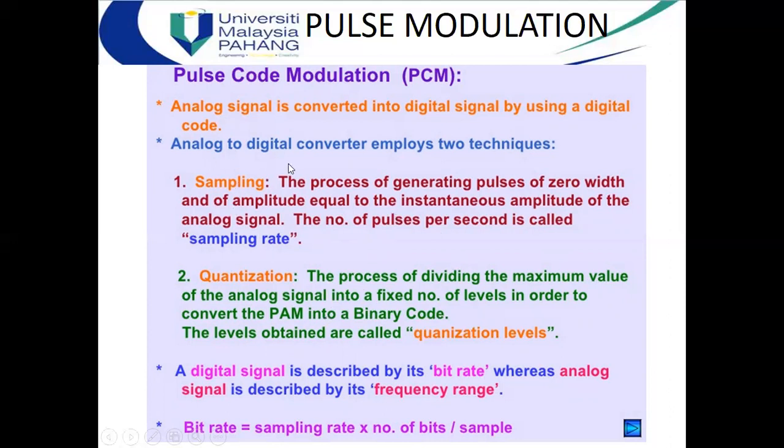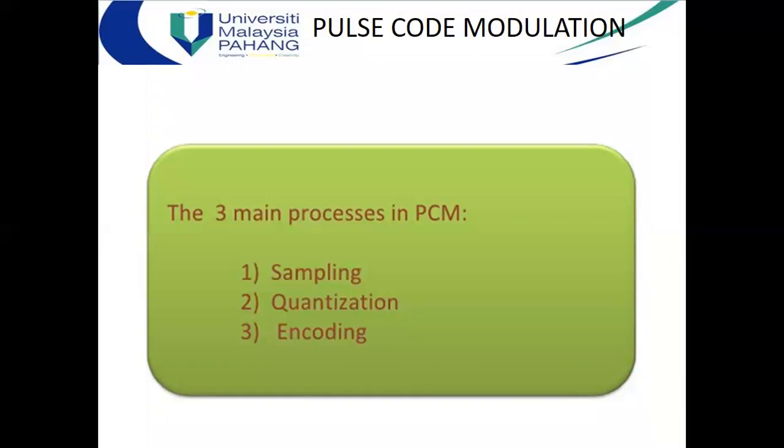But again, to recap, step one, sampling, is in the analog domain. That one can be PAM, PWM or PPM. Now, a digital signal is described by bit rate, whereas an analog signal is described by the frequency. Bit rate means bits per second, whereas in analog we say hertz, kilohertz, megahertz. So what is bit rate? Sampling rate multiplied by the number of bits per sample. We'll see now in detail.